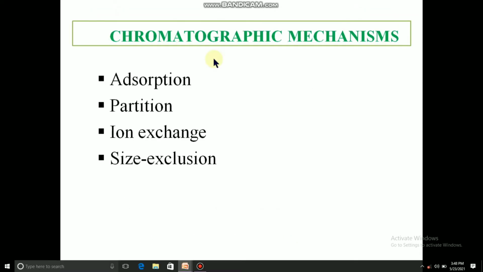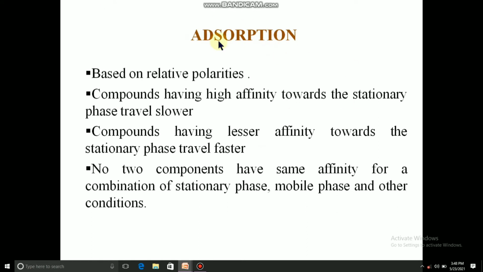Some of the mechanisms used in chromatography. So one is adsorption, partition, ion exchange and size exclusion. So we will see about the first one, adsorption. Adsorption means based on the relative polarity. So this adsorption works on the relative polarities only. Compounds that have high affinity towards the stationary phase travel slower, and components having lesser affinity towards the stationary phase travel faster. So no two components have the same affinity for a combination of the stationary phase, mobile phase and other conditions. This is about adsorption.